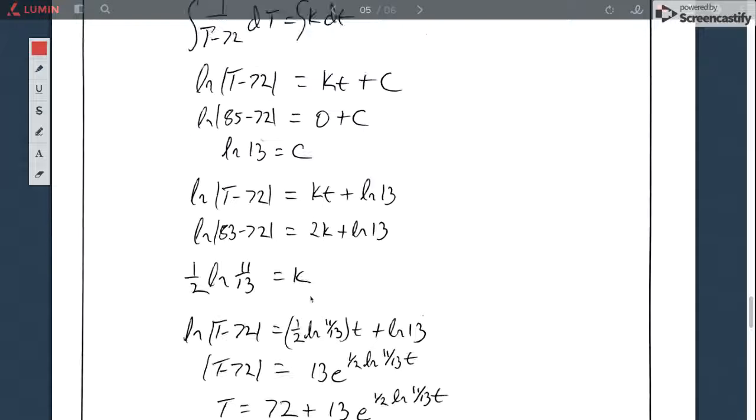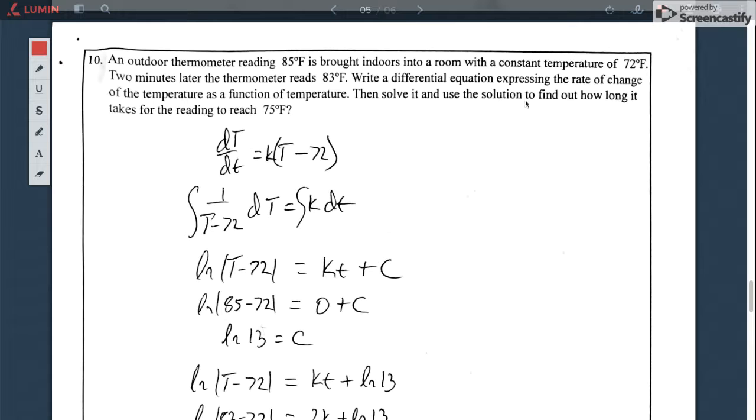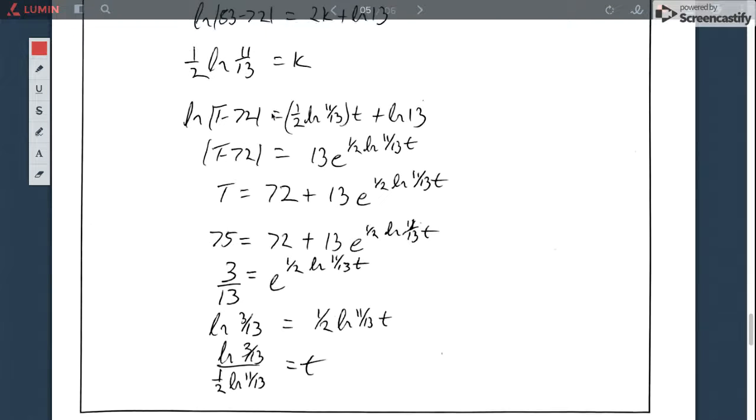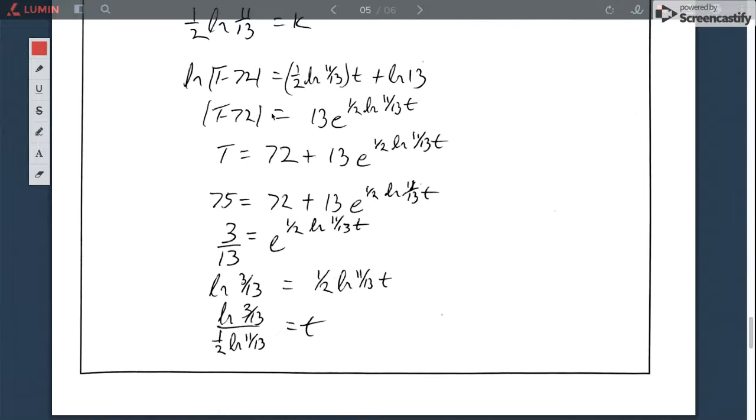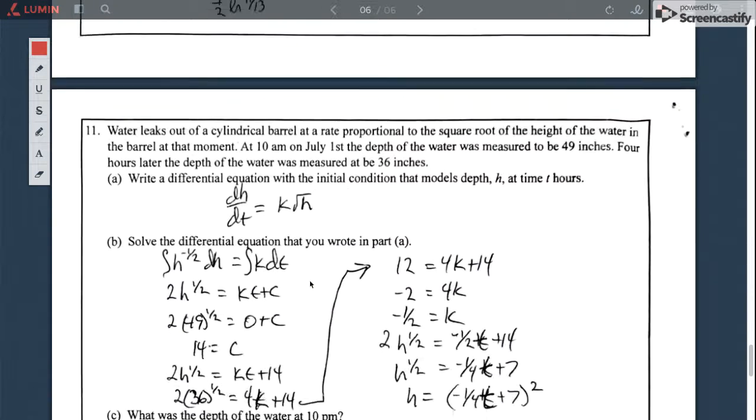So there's my formula. My question wants to know, use it and solve, find out how long it takes to get to 75 degrees. I think we actually did this in class though. So I plug in 75 degrees, subtract 72 gives me 3, and divide by 13. Then to get rid of the e, I need to do the natural log, and then I need to divide by the 1/2 natural log of 11 over 13. And I'll check the other video and see if we got the answer to this. If not, I will post it.